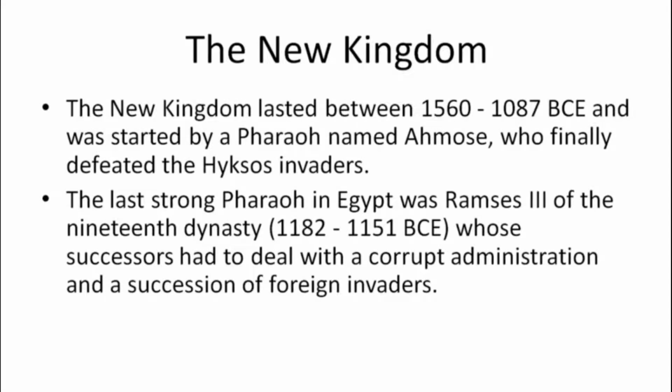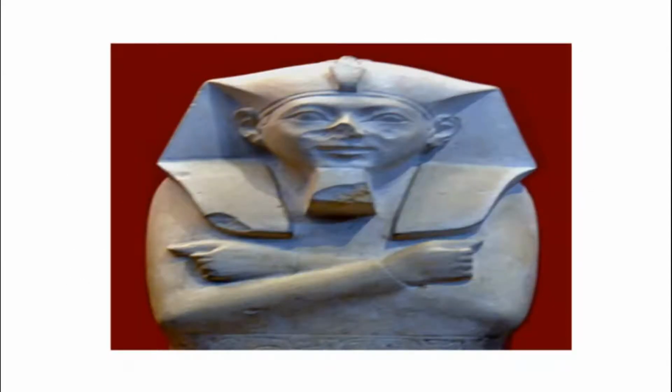We move quickly to the New Kingdom. This New Kingdom lasted between 1560 and 1087 BCE and was started by a pharaoh named Ahmose, who finally defeated the Hyksos invaders. The last strong pharaoh in Egypt was Ramses III of the 19th dynasty, that lasted from 1182 to 1151 BCE, whose successors had to deal with a corrupt administration and a succession of foreign invaders. In this picture that we see, this is Ahmose, the pharaoh that defeated the Hyksos and dismissed them from Egypt.